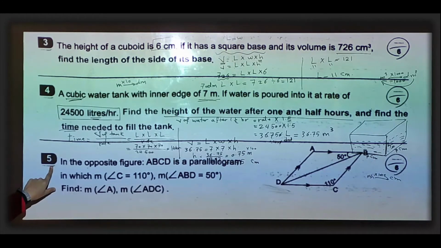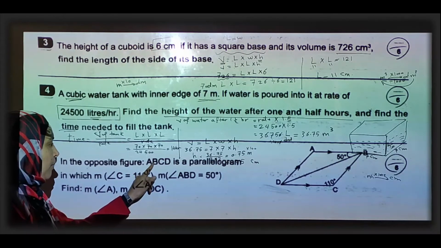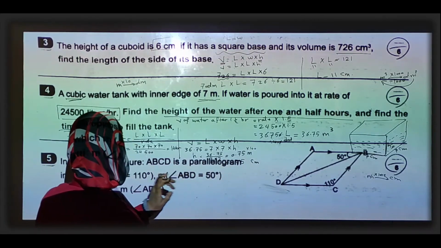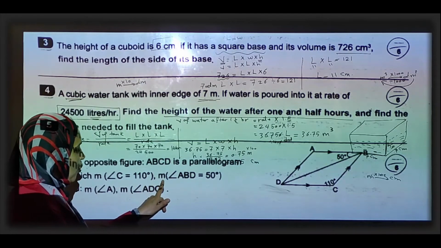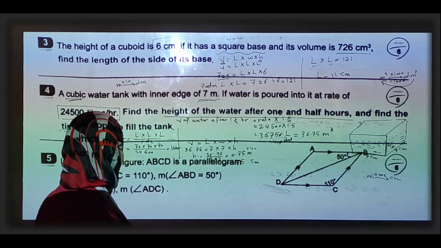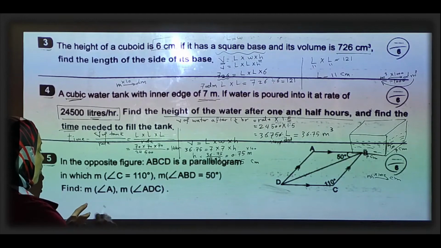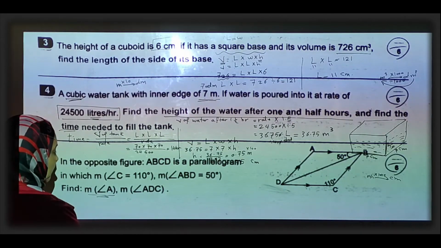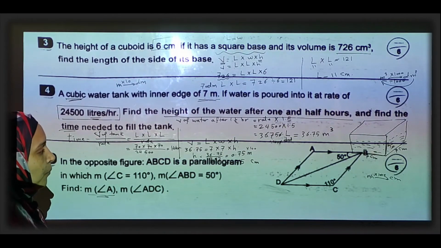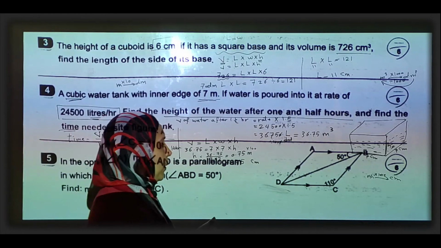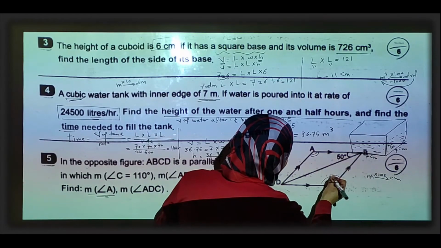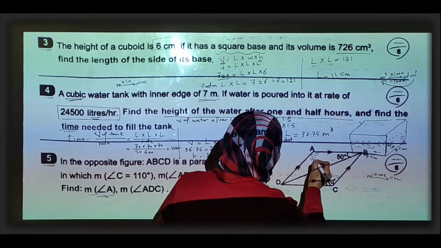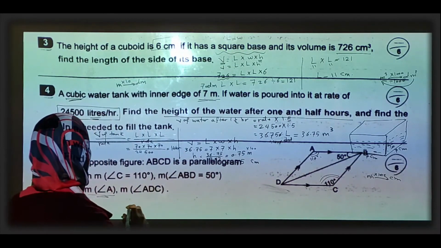Number 5, in the opposite figure, ABCD is a parallelogram in which measure of angle C equals 110 degree, measure of angle ABD equals 50 degree. Find measure of angle A. From the properties of parallelogram, the opposite angles are equal in measure. So measure of angle A is 110 degree.